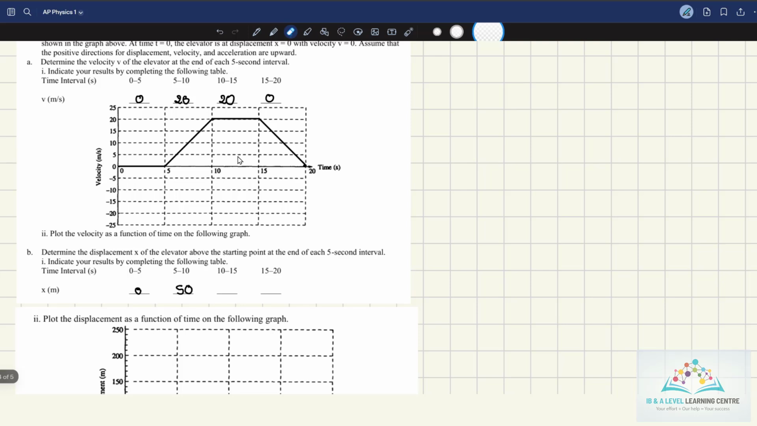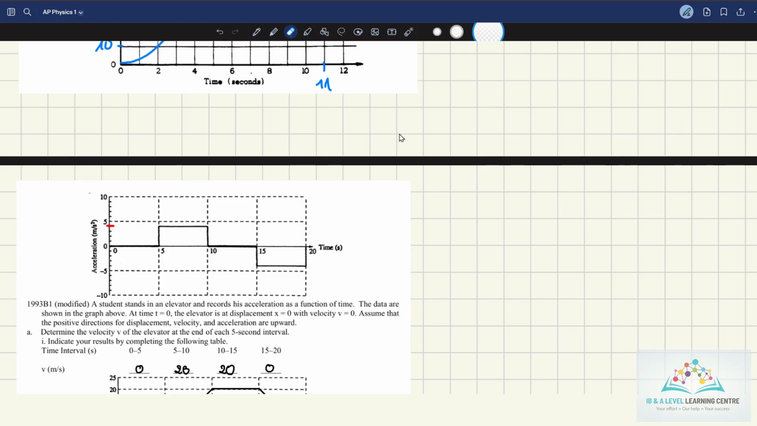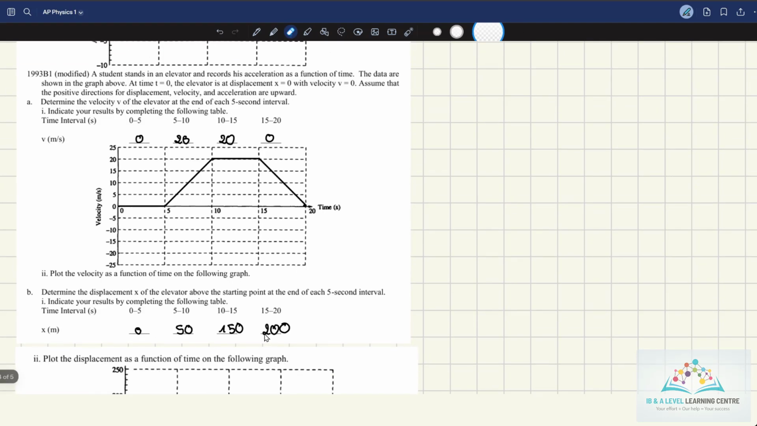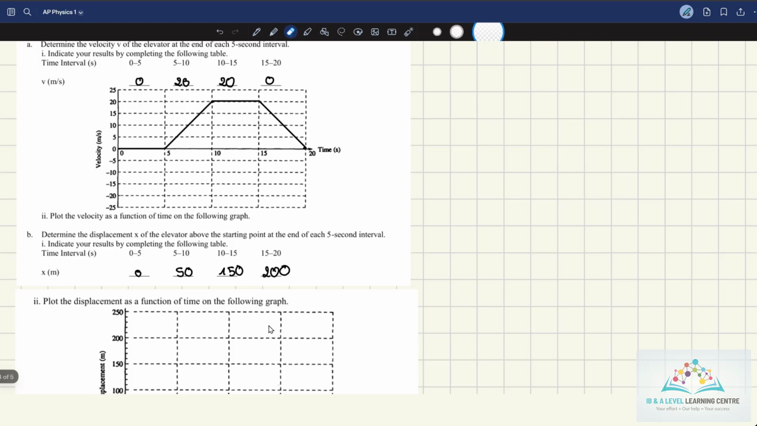From 10 to 15, it is a constant velocity. So the distance moved during that time is simply the constant value, 20 times the time. 20 times 5 is 100. So the displacement above the starting point. Yeah, I think you need to add the area of the rectangle to the previous triangle. 100 plus 50. Okay, let's check. Right, so the total distance moved by the elevator is 200 meters. 200 meters is quite a tall tower building.